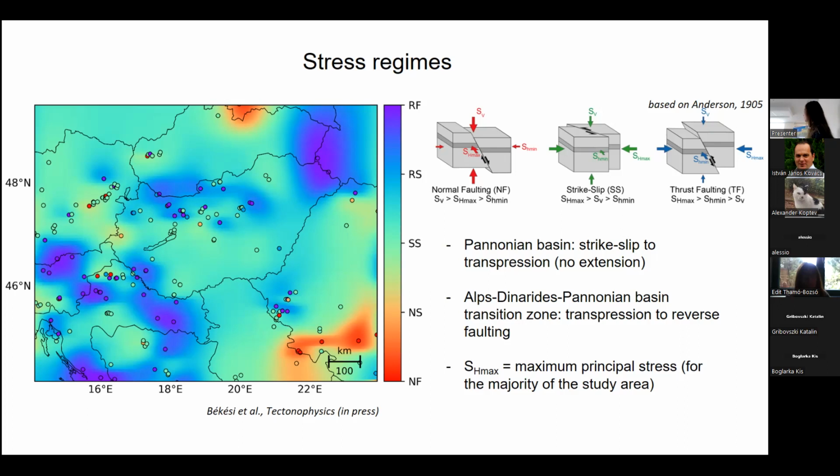So you see that in the Pannonian basin, mostly strike-slip to transpression are dominant. In the Alps, the Dinarides and the Pannonian basin transition zone, so basically here, reverse faulting becomes more and more important. Normal faulting is only observed locally here in the southern Carpathians, and there's a small anomaly in the north, but it's only based on one focal mechanism solution, so I wouldn't really trust it that much.